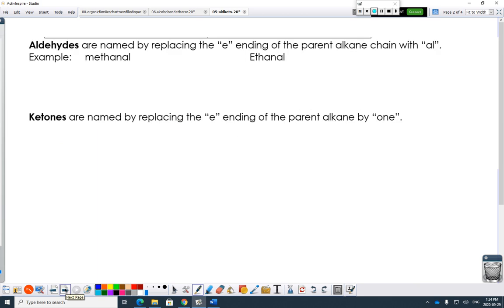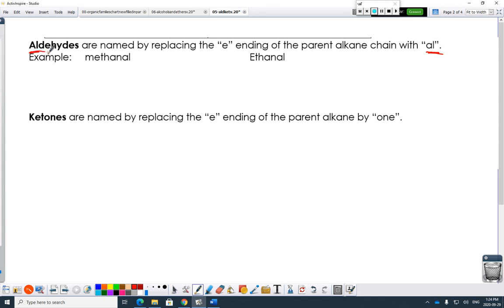The good news is they are very straightforward to name. For aldehydes, because the carbonyl is always at the end of the chain, all you have to do is count the number of carbons and add the ending -al.